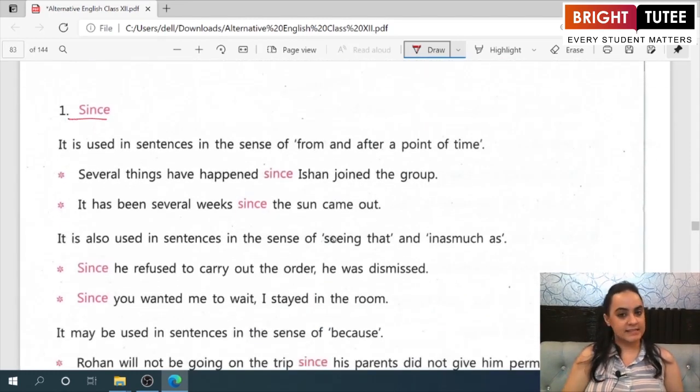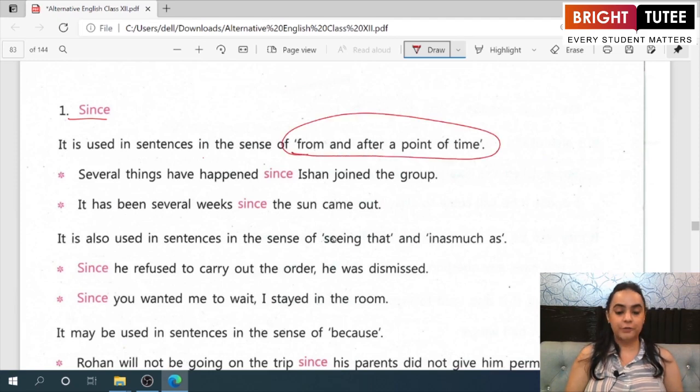Now let us look at a few conjunctions and their uses. The first is since. Since is used in the sentences in the sense of from and time. Okay, so when we talk about a particular point of time, we always use since. For example, several things have happened since Ishan joined the group. So from the time that Ishan joined the group till the present, a lot of things have happened. It has been several weeks since the sun came out. So from the time that the sun came out, a lot of things have happened.